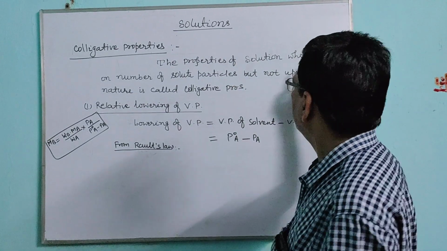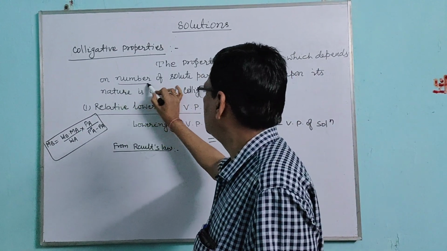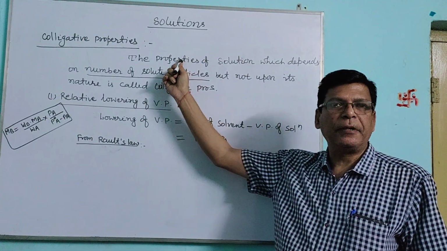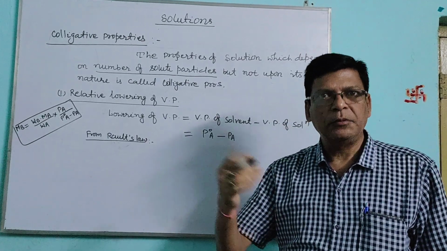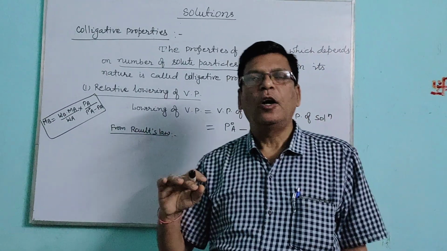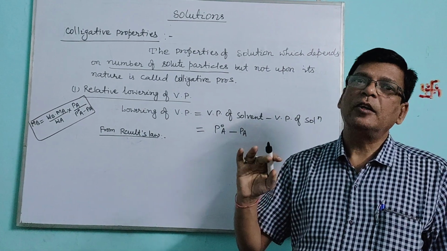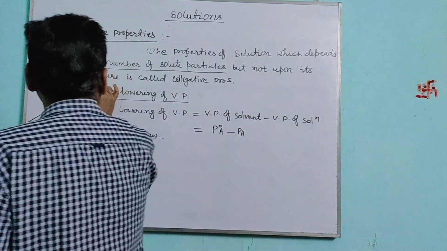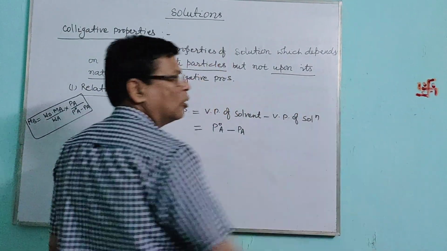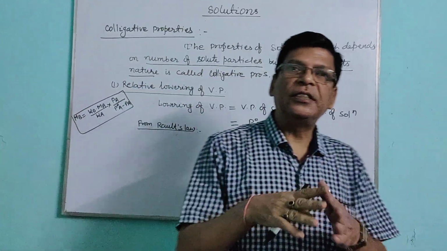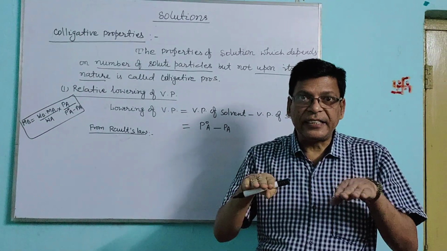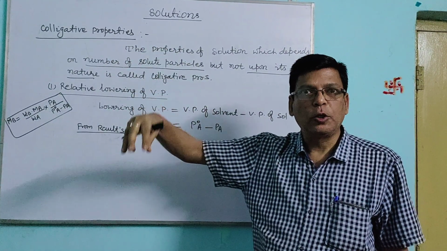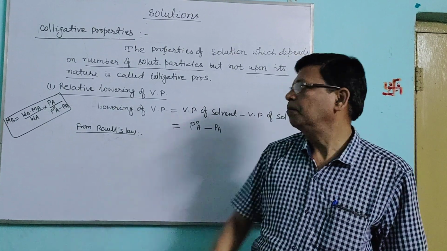What do you mean by number of solute particles? It means colligative properties depend upon the number of atoms, or number of ions, or number of molecules, or number of moles, not upon their nature. It means colligative properties do not depend upon force of attraction. They depend only upon the number of solute particles dissolved.